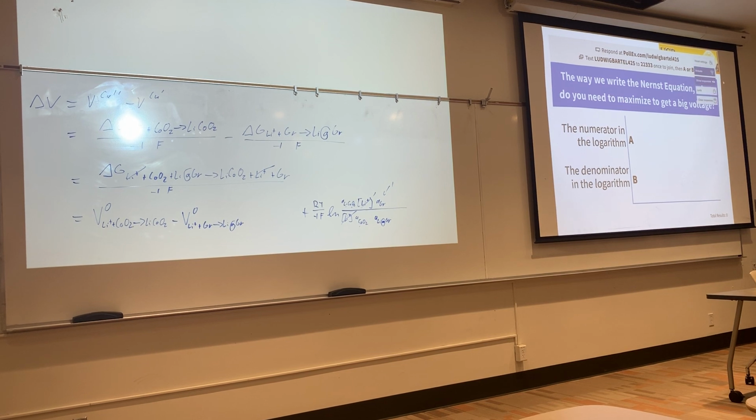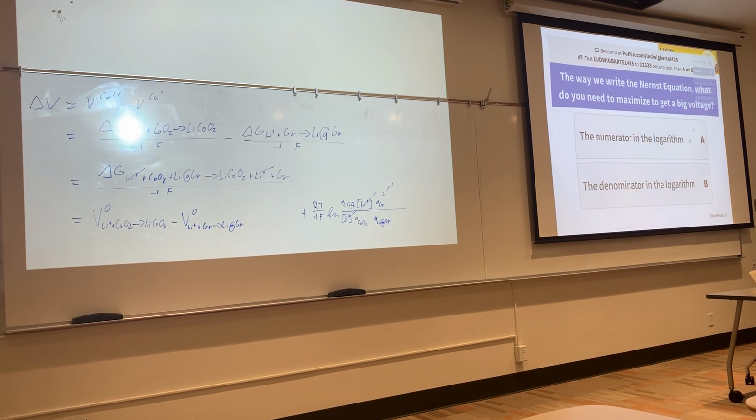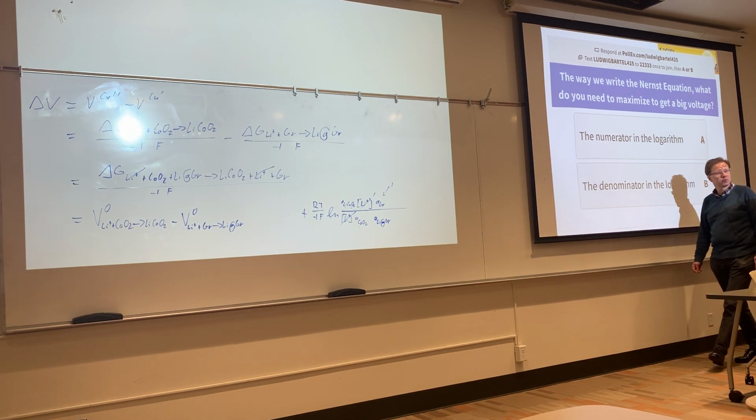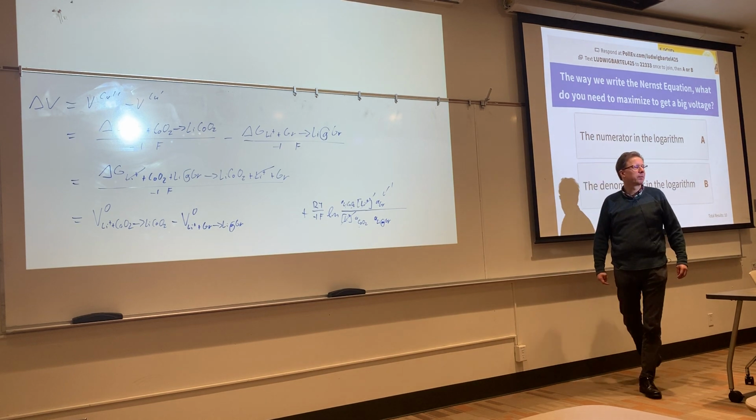Last one. The way we write the Nernst equation, what do you need to maximize to get a big voltage of your cell? The numerator in the logarithm, or the denominator in the logarithm? What do you need to get big?